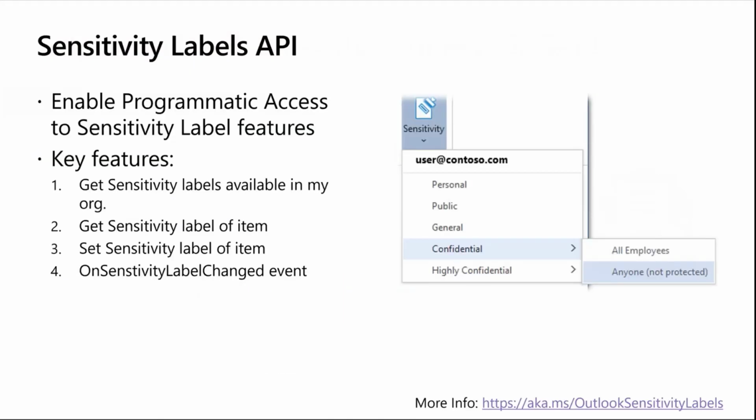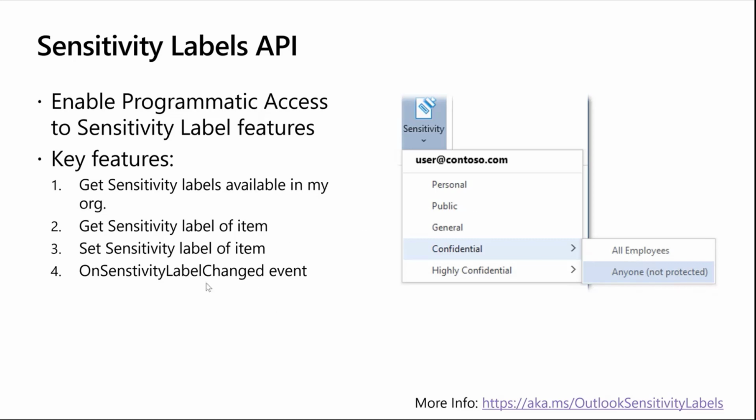Sensitivity labels. This is a big feature, especially for security add-ins that need to know what sensitivity label is applied to a message. Maybe you have seen this feature in many Office applications, but also in Outlook, where you can change the sensitivity of an email. And we are providing programmatic access to that feature.